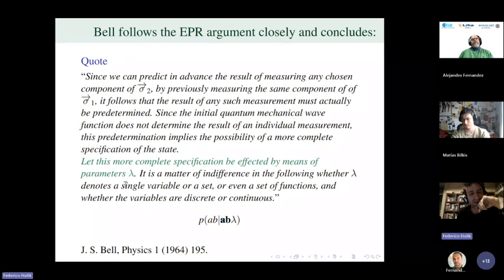He says, okay, let us assume that Einstein, Podolsky, and Rosen are right, that their argument is right. And so he says, let this more complete specification be effected by means of parameters lambda. So he says, let us consider a hidden variables model. This lambda means the element of reality that the experimenters cannot control and that is responsible, at least probabilistically, for the outcomes of the observations. Okay, so now, besides the observed probability, one assumes that there is a hidden parameter lambda, which is responsible for what you observe in connection with the measurement choices. To fix ideas, imagine that they are measuring spin orientations. They are measuring particle spins.